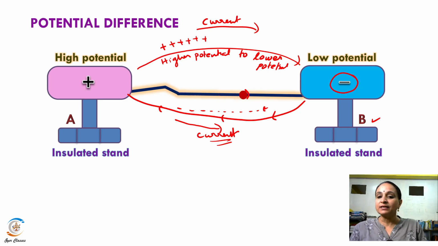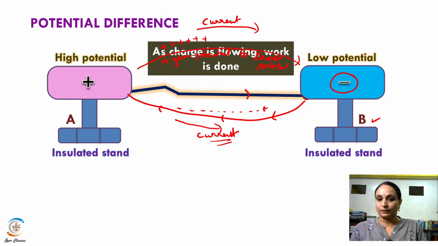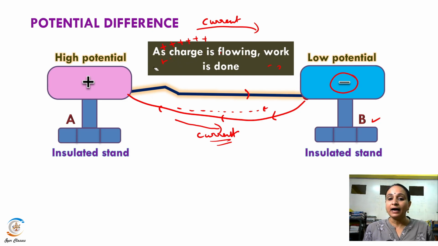The positive charges are flowing. See, this red one is the positive charge. It is flowing automatically from the higher potential to the lower potential, right? As the charge is flowing, work is done. It takes effort, it takes hard work. So that is the work which is done, right?